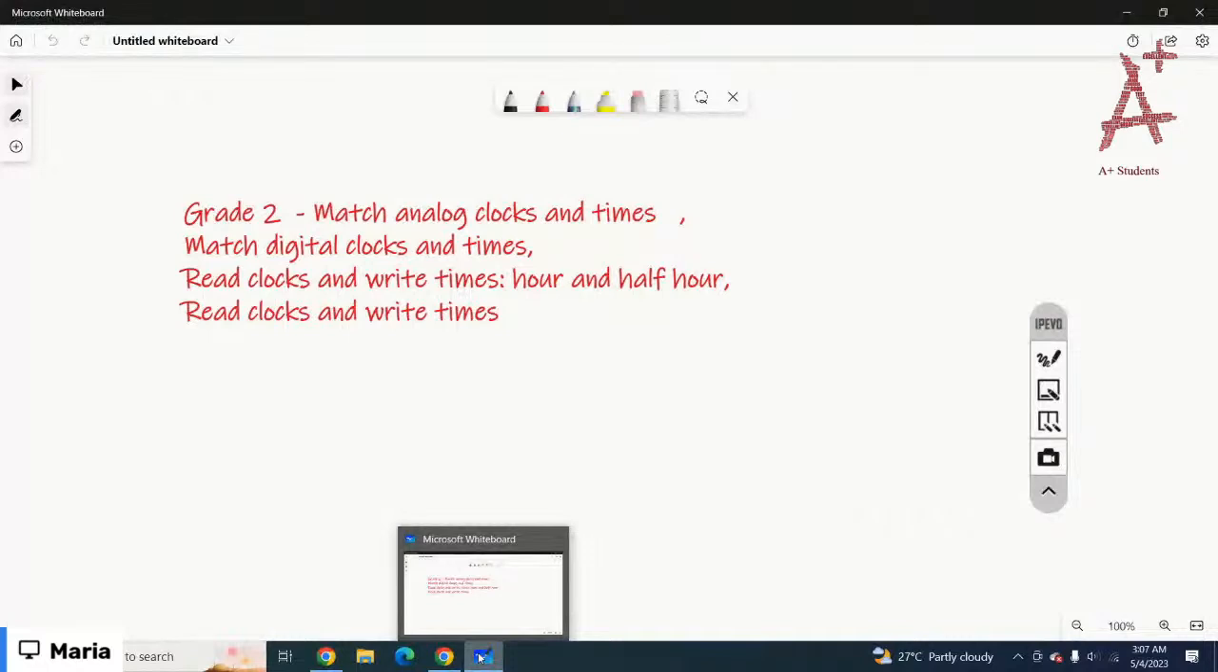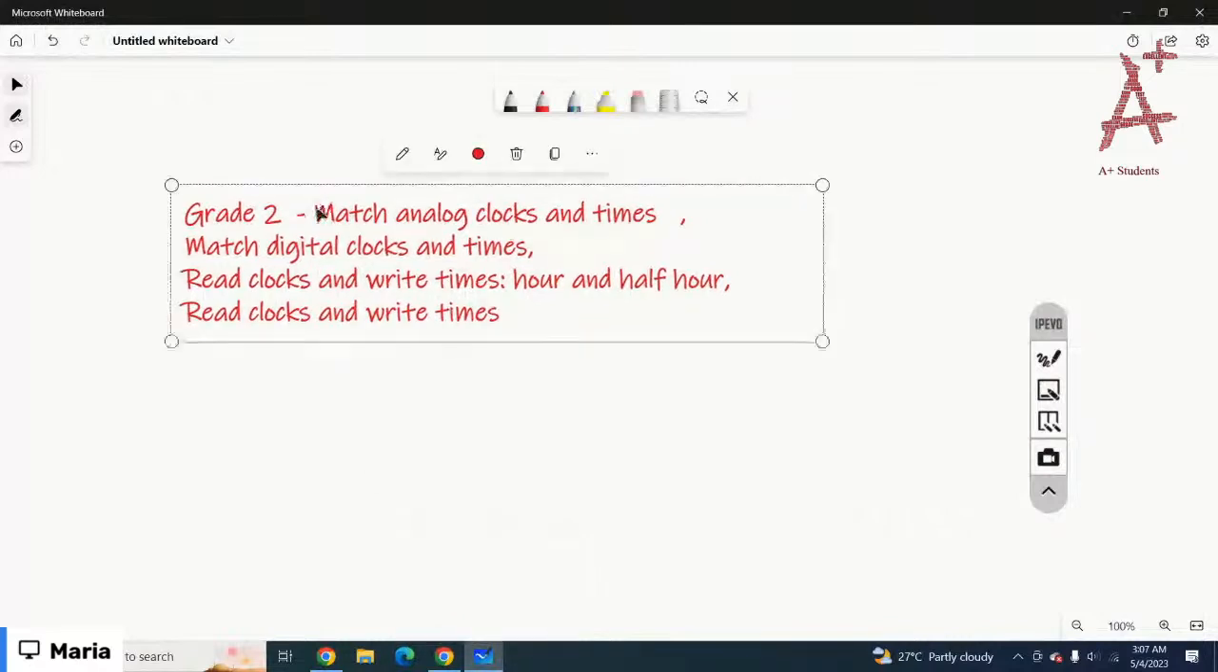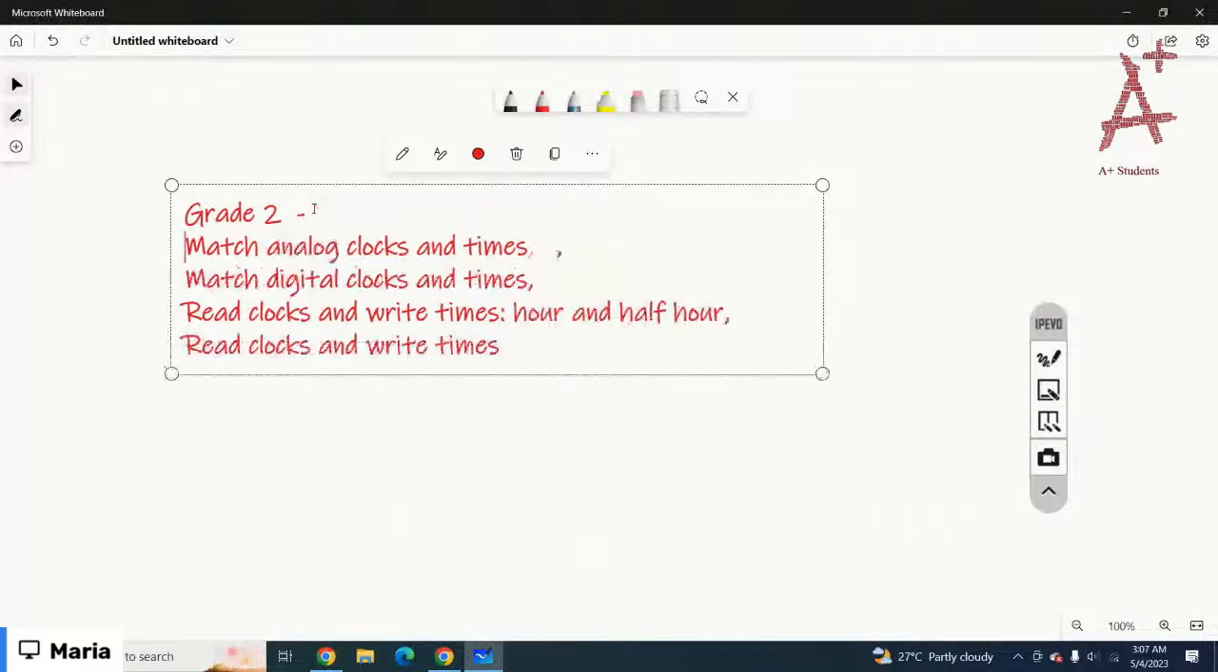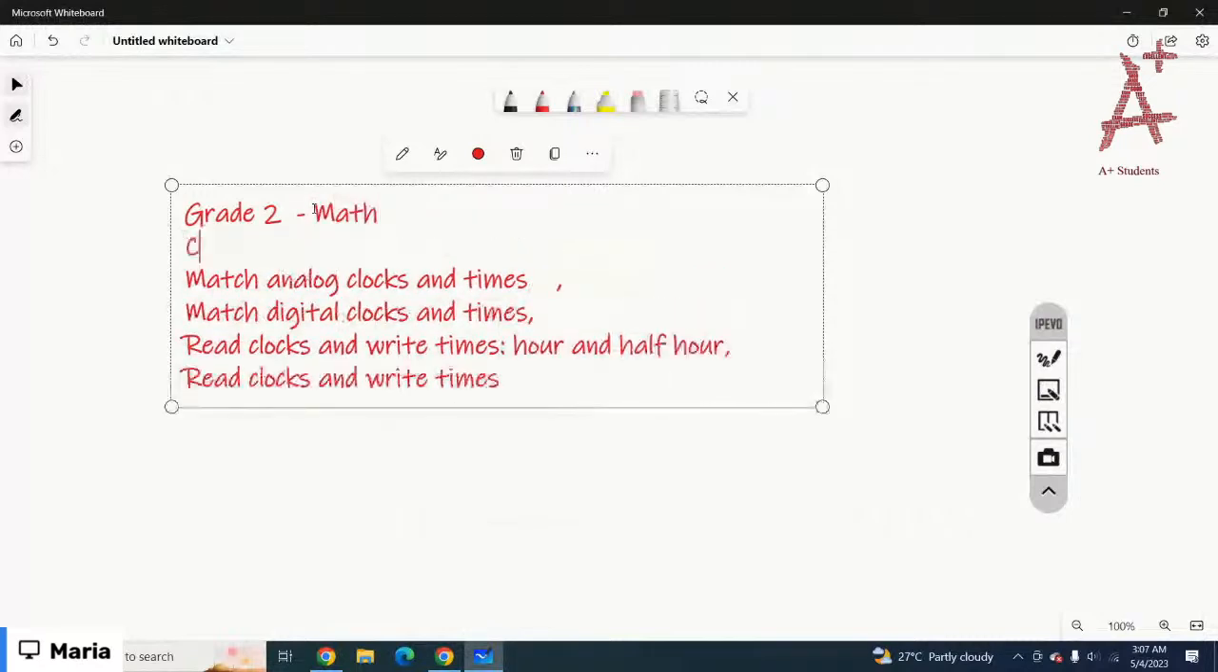So we're going to start with grade 2 maths. You can find all the lessons on aplusstudents.com. You have to log in there using your email address, and the password is provided by the administrator. Then you have to select math from the subject tab. You have to scroll down to grade 1 and then click on view all lessons.